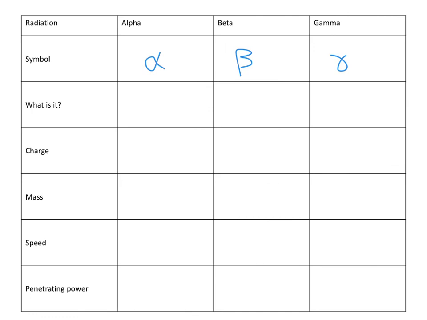Following completing this table, there are some questions in your booklet just underneath that you need to answer as well. All you need to write is alpha, beta, or gamma for each question in your booklet.